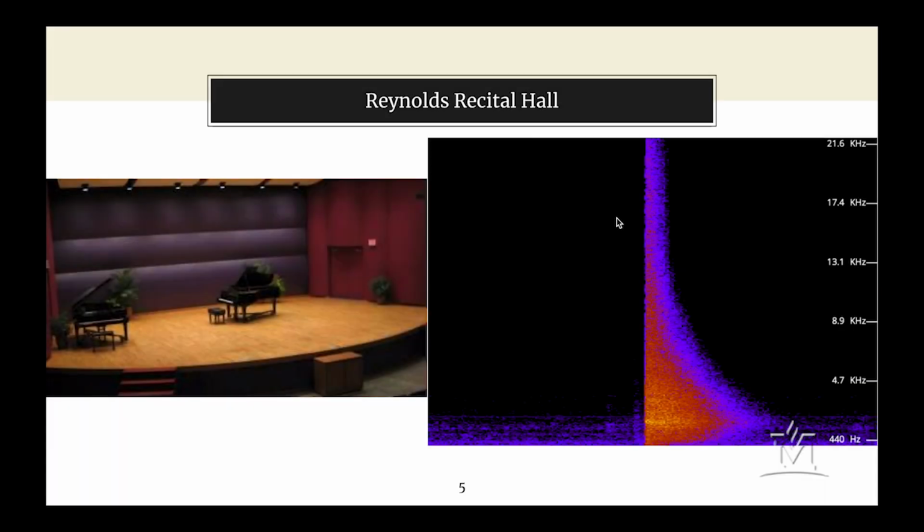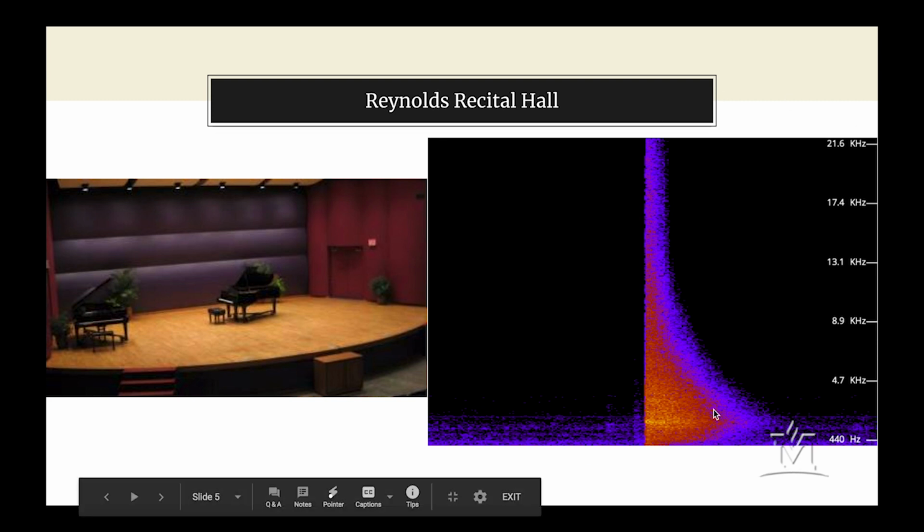So to have a control to compare everything against, I did some tests in Reynolds Recital Hall. This is at MSU where you would likely see most of your music concerts. It is a space designed for acoustics, and on the right here you'll see the impulse test.